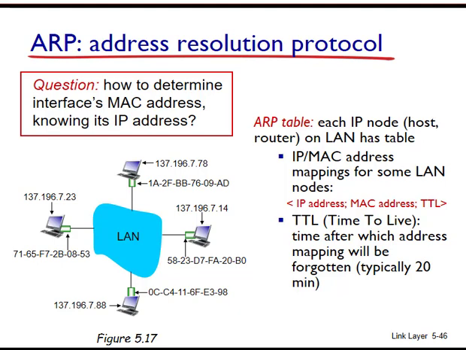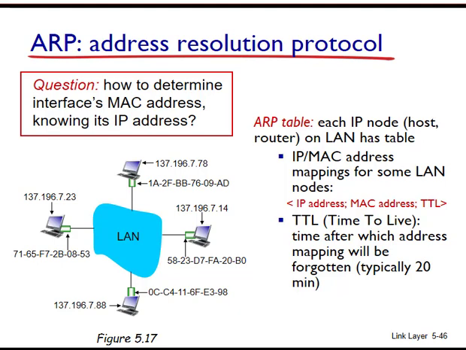Now suppose that host 222.222.222.220 wants to send a datagram that is IP addressed to another host or router on that subnet. The sending host needs to obtain the MAC address of the destination given the IP address. This task is easy if the sender's ARP table has an entry for the destination node. But what if it doesn't? Suppose that 222.222.222.220 wants to send a datagram to 222.222.222.222. The sender uses the ARP protocol to resolve the address.